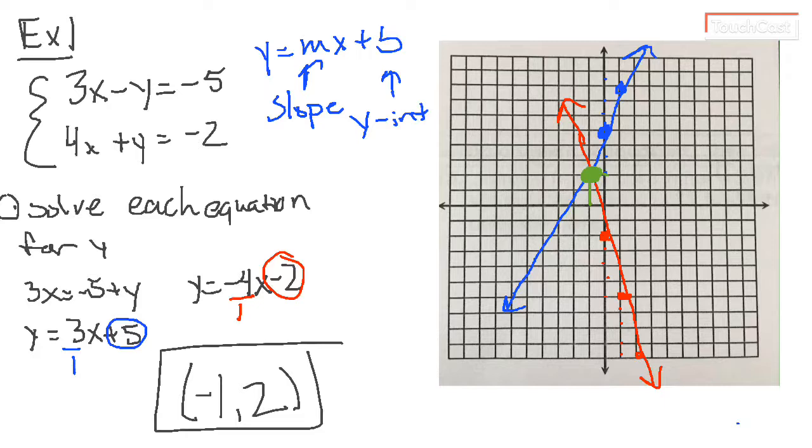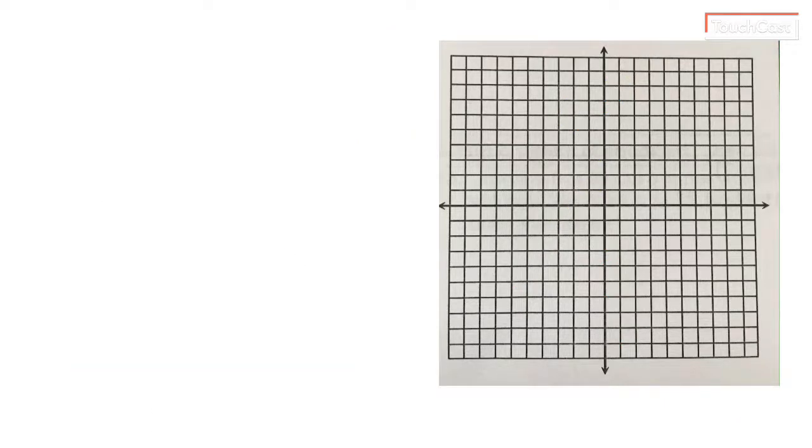Let's look at another example. So we'll call this example 2. It's number 2 in the note packet you have. Our system is x minus 2y equals 8 and x equals -6.